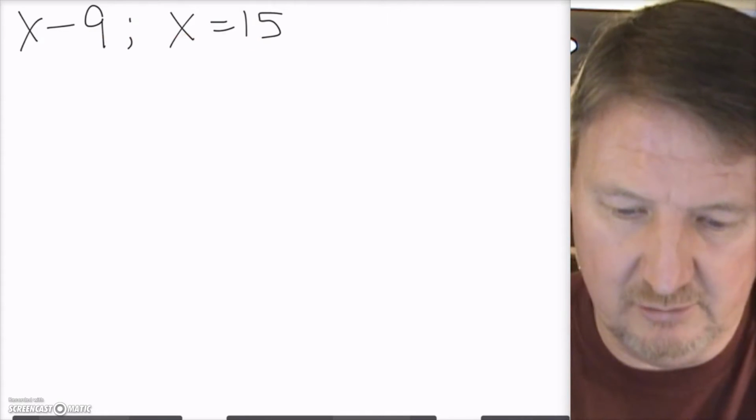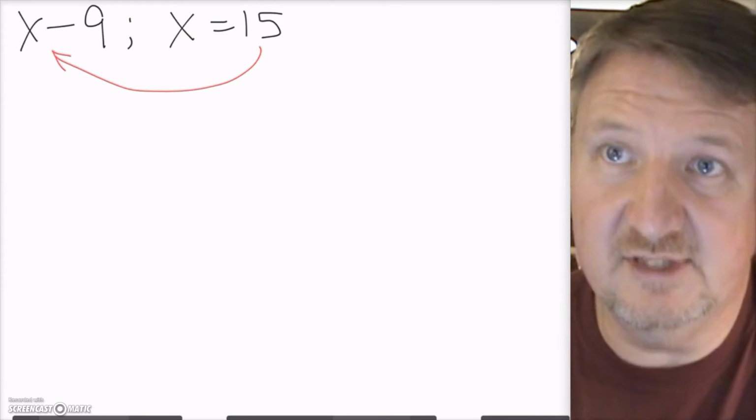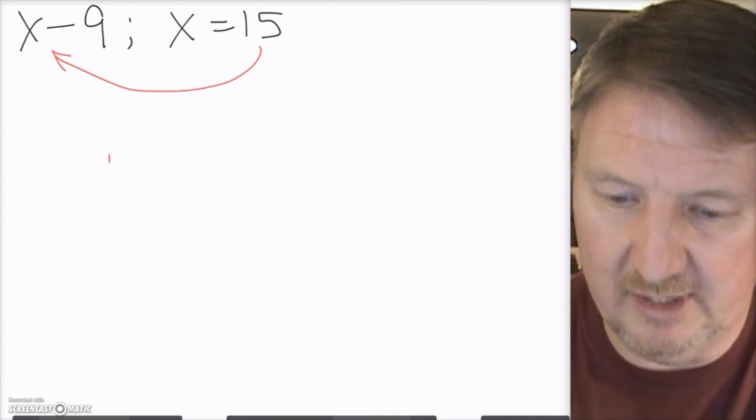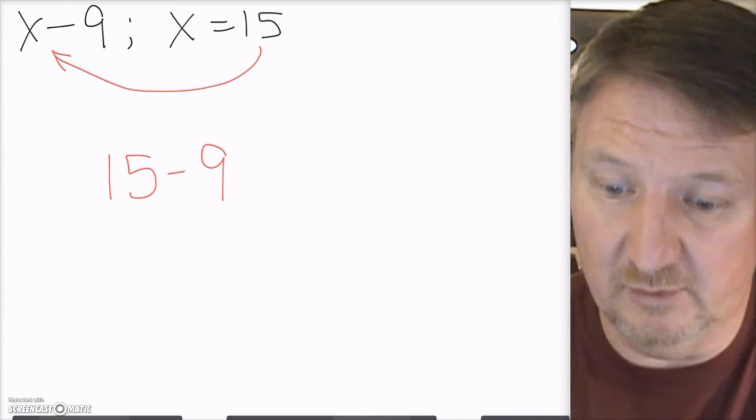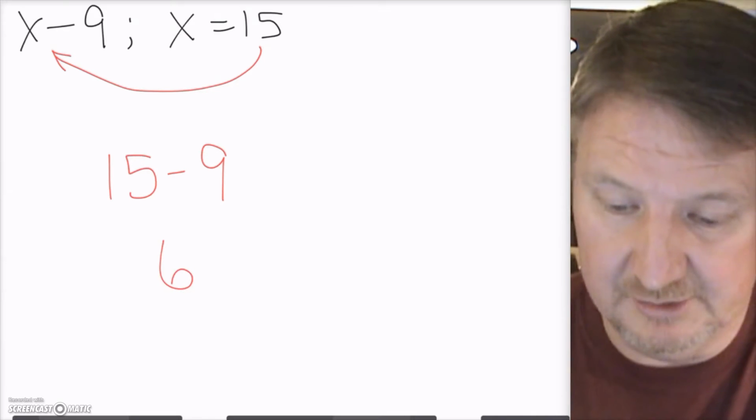Let me change colors here to red. I have to plug in the 15 for the x. So I'm going to rewrite the problem and say 15 minus 9, and then I solve it. What is 15 minus 9? 6. That's all there is to it.